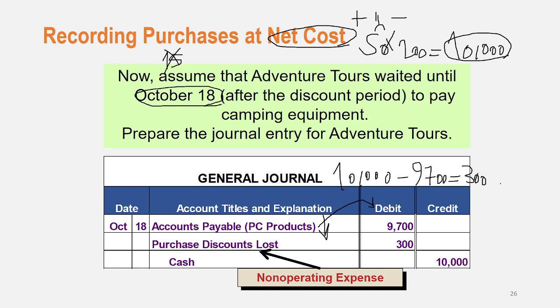So the purchase discount loss increases, and because we consider it a special type of expense, an increase in expenses, totally different from revenue, is considered a debit. And finally, cash becomes credited because this entry decreases the cash account, and a decrease in an asset account like cash is also considered a credit. This is the total amount that we paid from cash, and it decreases by 10,000.